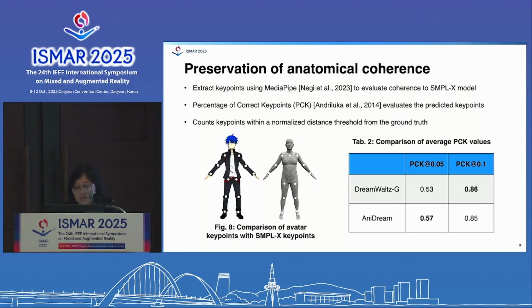For a more strict threshold, AnyDream performs better, while for a more loose threshold, DreamWorld G gets a better result. This result is not bad because what we wanted to show here is that although we introduce new things into the pipeline of DreamWorld G, they do not compromise the anatomical coherence of the generated avatars. So this shows that the avatars generated by AnyDream are as coherent as DreamWorld G's.